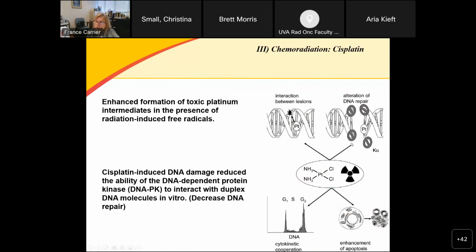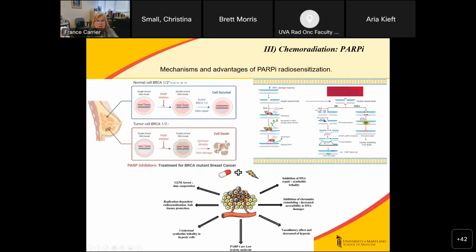They will also prevent the binding of the DNA repair to the damaged strand of the DNA. This is not cell cycle specific, so it would be effective in every phase of the cell cycle. And as long as there's broken DNA, it will be there and amplify this damage, and then lead to apoptosis.